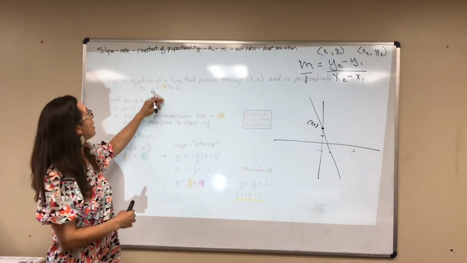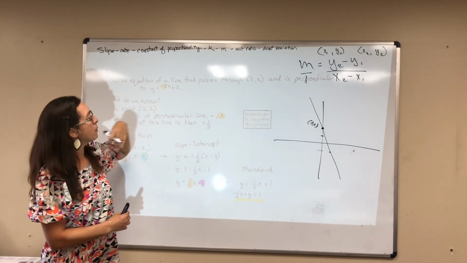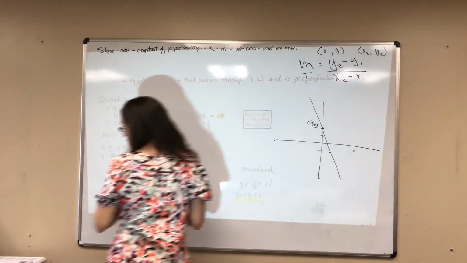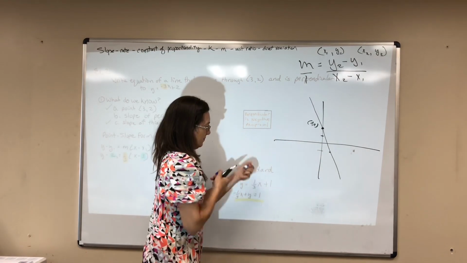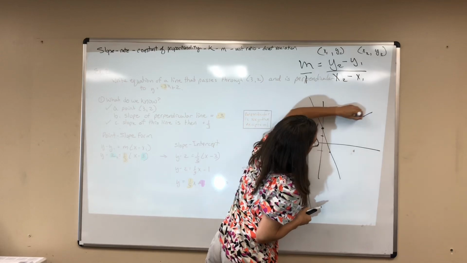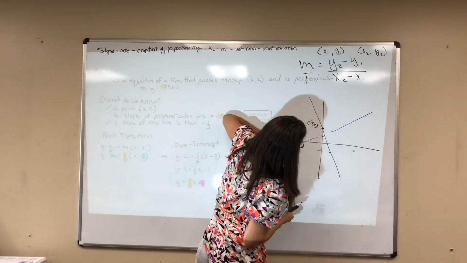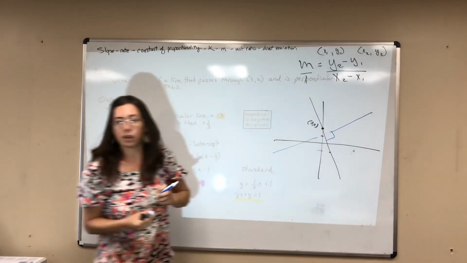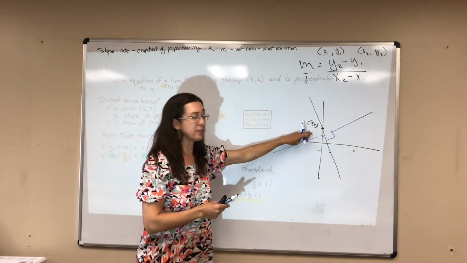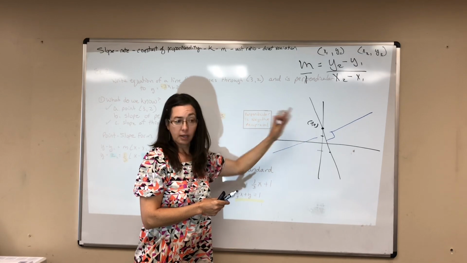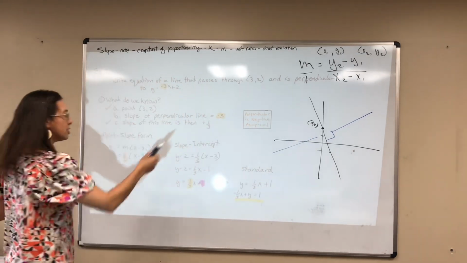They're asking me for something that's perpendicular. That means he's going to have to go this direction in some format, right, to make a 90-degree angle. So he's going to be positive. Is he going to be as steep as this guy? No. He's actually shallower, so that's what we're looking at.